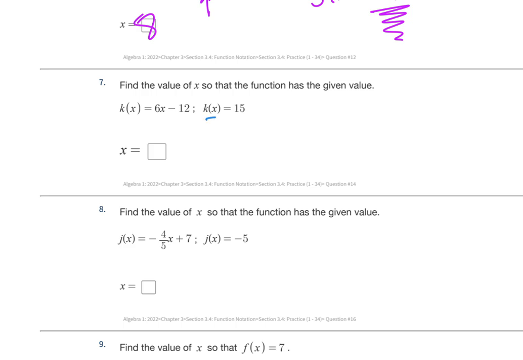Find the value of x so that the same thing. Okay, so if k of x equals 15, I'm just going to replace this with 15. So when does 15 equal 6x minus 12? Add 12 to get 27.